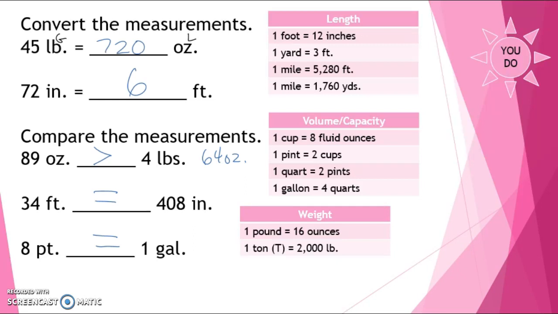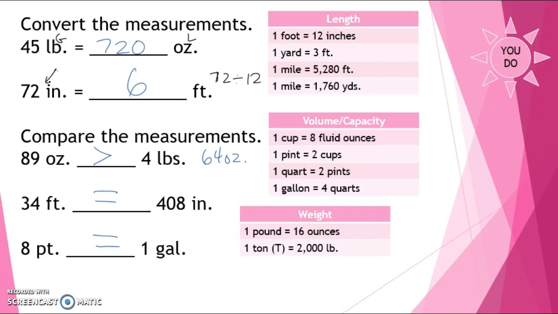Okay, here are the answers. So you'll notice that in order to get the number of feet from 72, we had to divide 72 by 12, and we got 6. And why? Because we're going to divide this unit to determine the greater unit. So 72 inches is 6 feet.